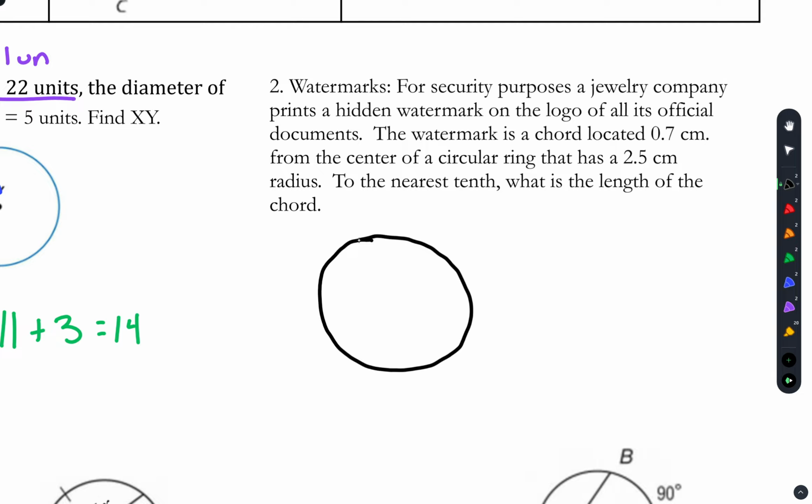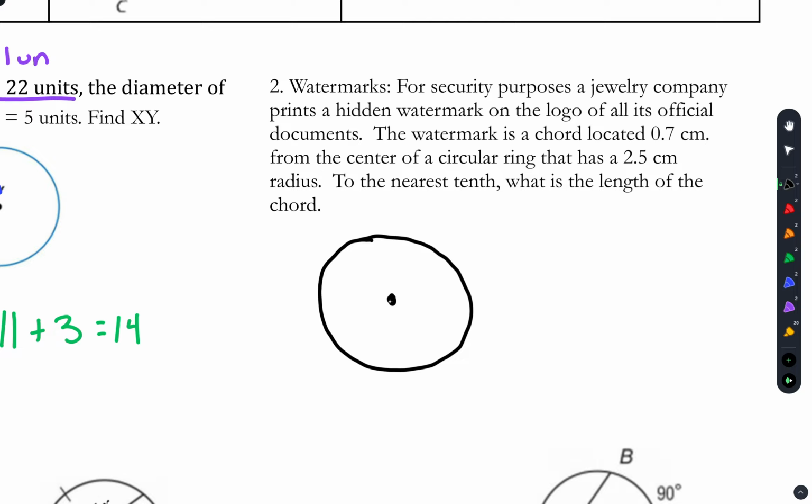There you go. Okay, it says the watermark is a chord located 0.7 centimeters from the center of a circular ring. So there's my circular ring with a center that has a 2.5 centimeter radius. To the nearest tenth, what is the length of the chord? I've got a lot to figure out here, and I'm imagining something that doesn't exist. When we get a problem like this, we're going to put our chord anywhere we want to. We're going to put our radius anywhere we want to, but we're going to put them in places that are purposeful and that help us solve this circle.